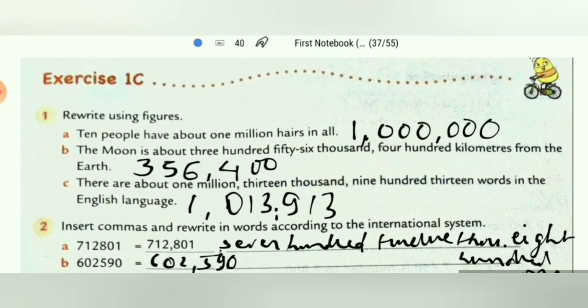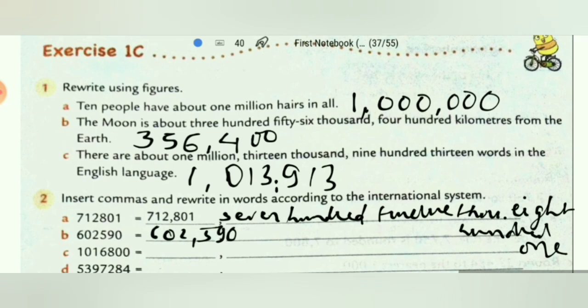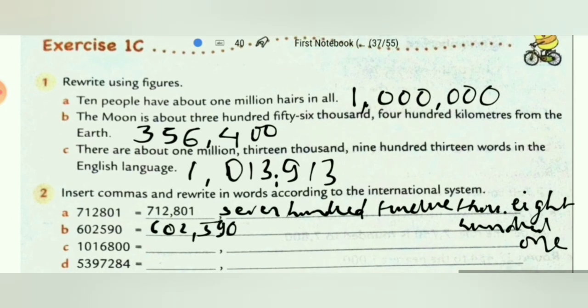Now, we will start our exercise 1C. First question. 10 people have about 1 million hairs in all. How will we write in million? We know that ones, tens, hundreds, thousands, 10,000, 100,000, then million. It means ones consist of 3 places, thousands consist of 3 places and then million will come. So write 1 million like this.